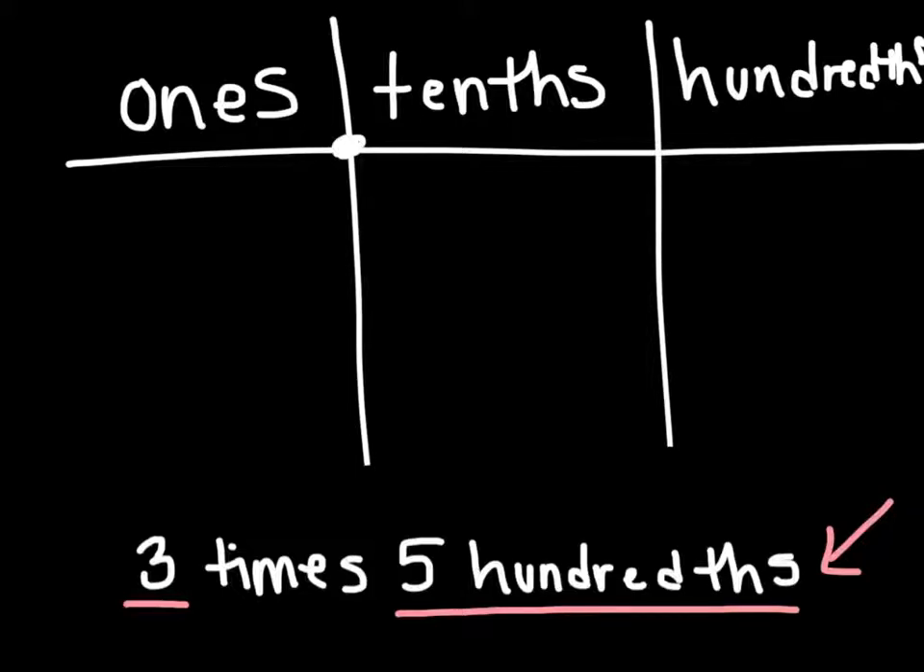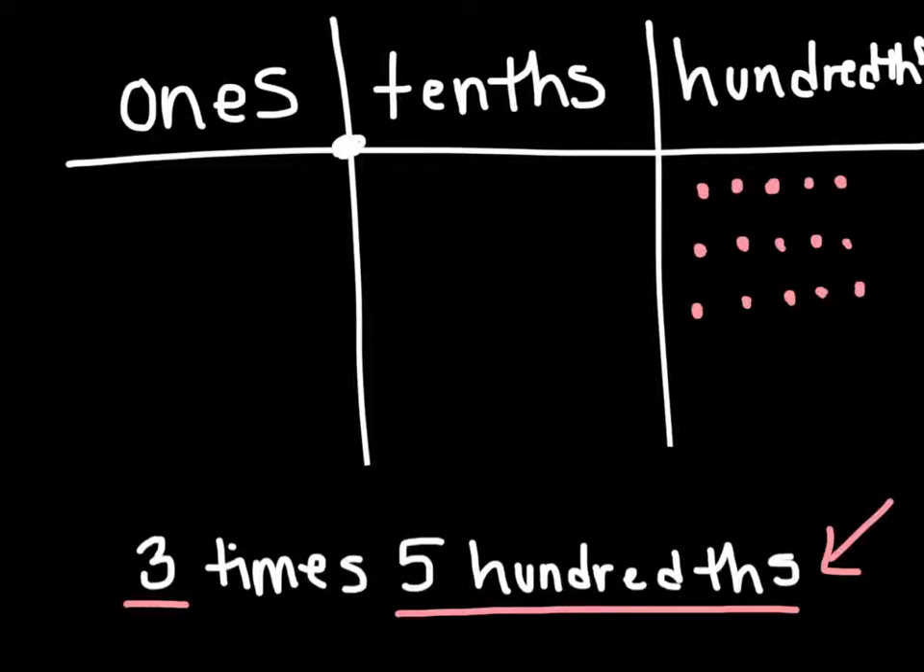I'm going to place 5 dots, 1, 2, 3, 4, 5, in the hundredths place, and that represents 5/100ths. But I want to show 3 times that amount, so I'm going to make 3 copies of that 5/100ths. Here's my second copy, and here's my third copy. Now if you count up all of the hundredths, how many do you get? That's right, you get 15/100ths.